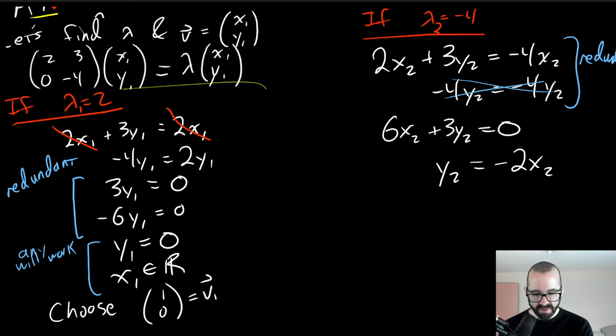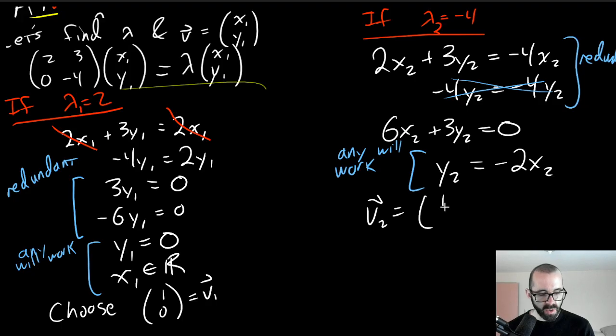And again, any such x and y will work. They just need to follow this. So, you know, you could choose whatever you want. I like choosing nice numbers. I might let x be 1. And if x is 1, the y has to be negative 2. If you wanted to be really consistent with what we had earlier, you could choose x to be negative 1, y would be positive 2.